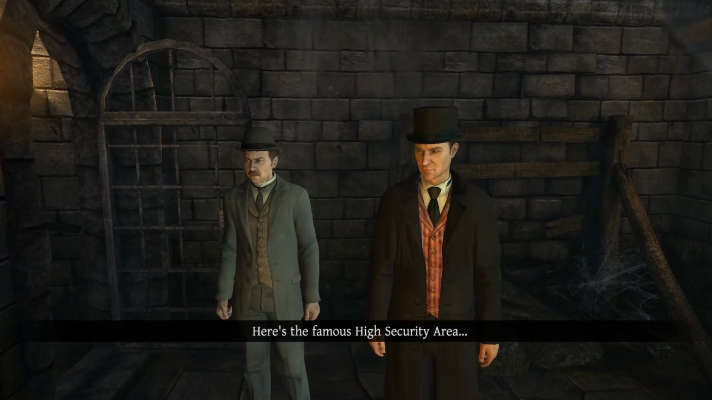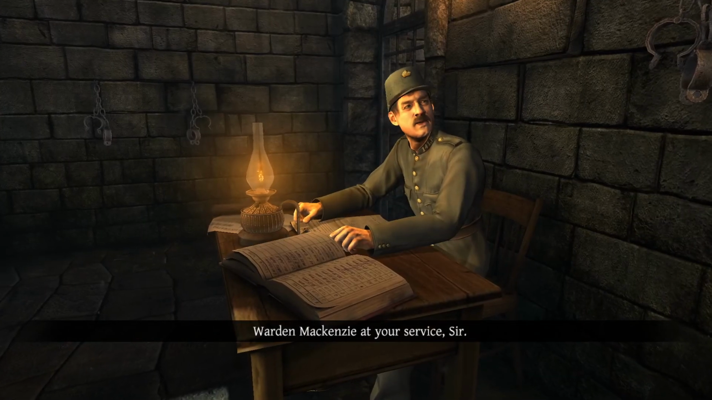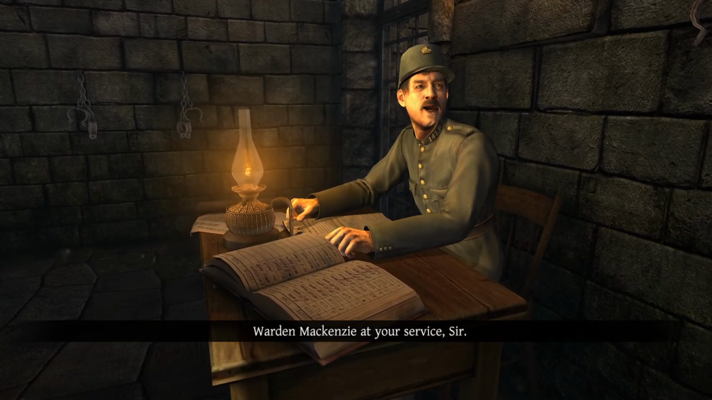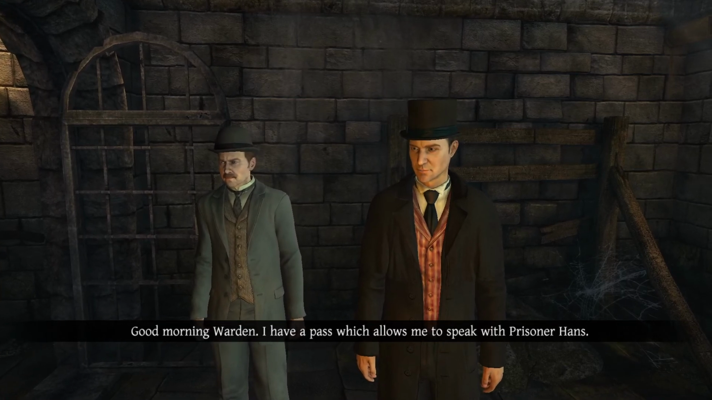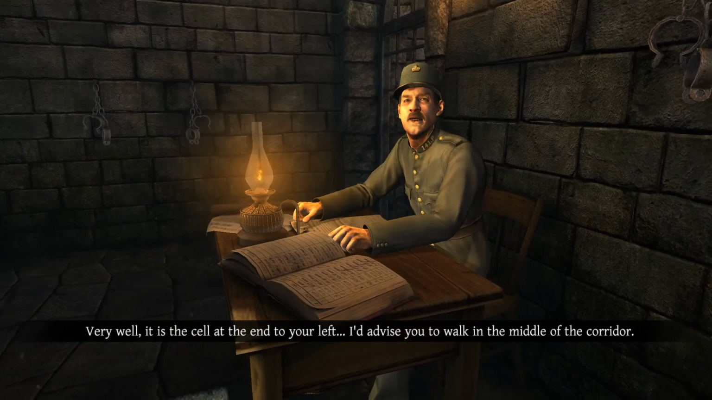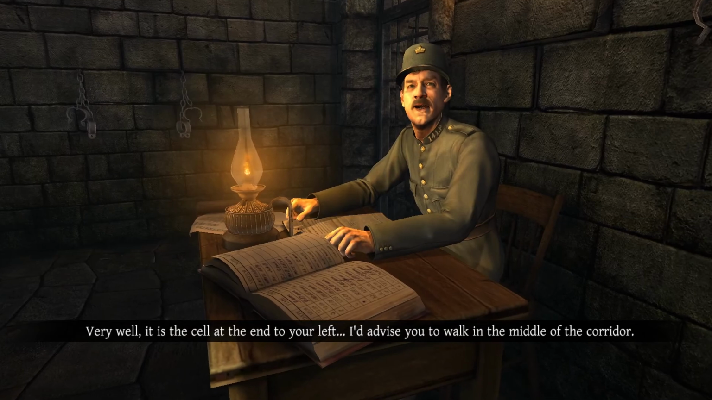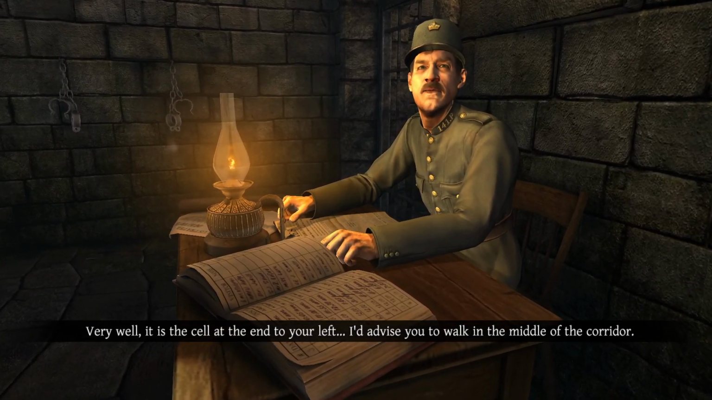Here's the famous high security area. Warden Mackenzie, at your service, sir. Good morning, Warden. I have a pass which allows me to speak with prisoner Hunts. Very well. It is the cell at the end to your left. I'd advise you to walk in the middle of the corridor.